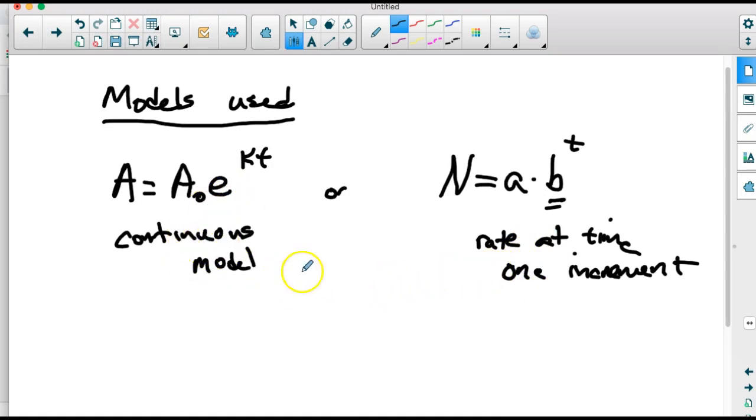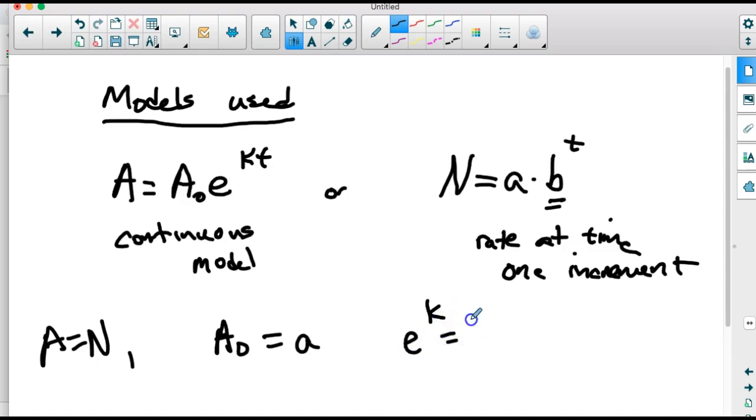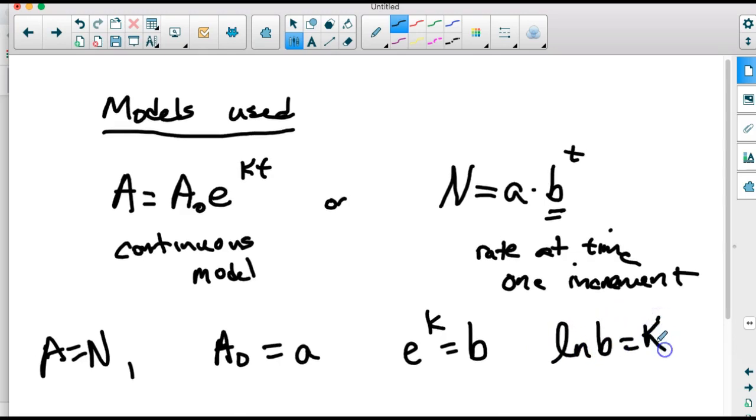So in this, we went over how to convert these back and forth. In these models, a sub 0 in this model is equal to little a in the other model. They're the same thing. A capital A here is the same as capital N in the models. Now, when we're doing this model, also e to the k is equal to b. So that means ln of b is equal to k.